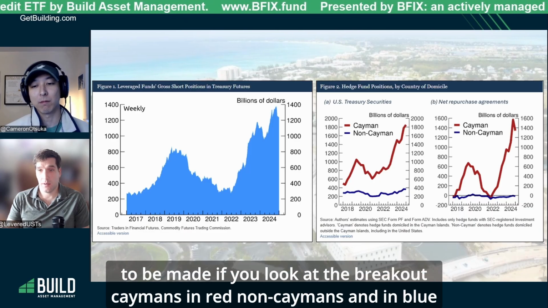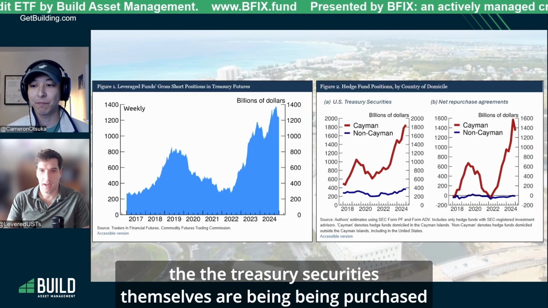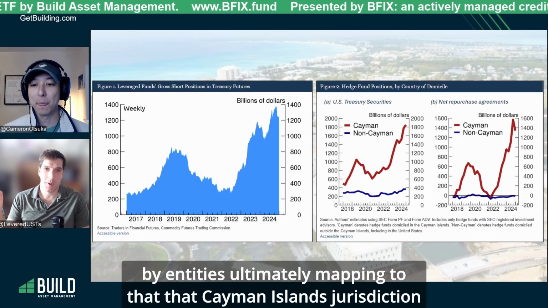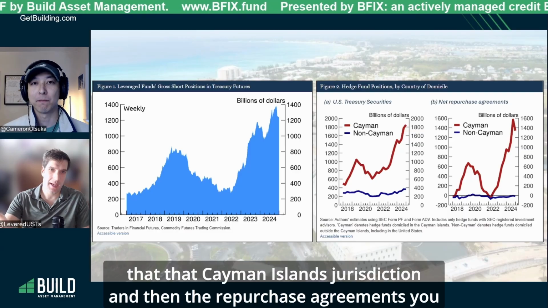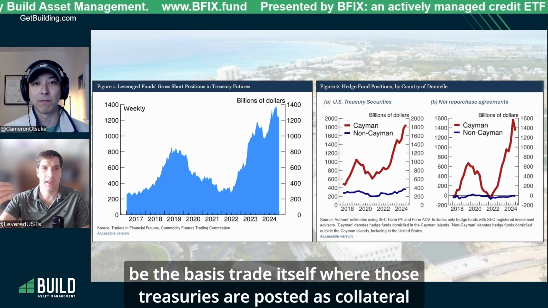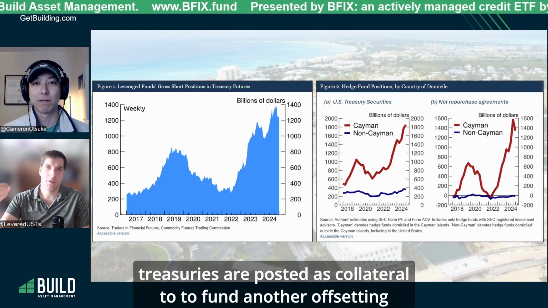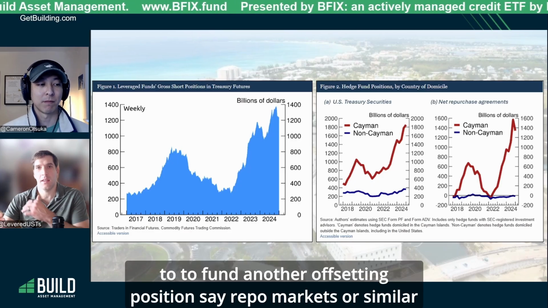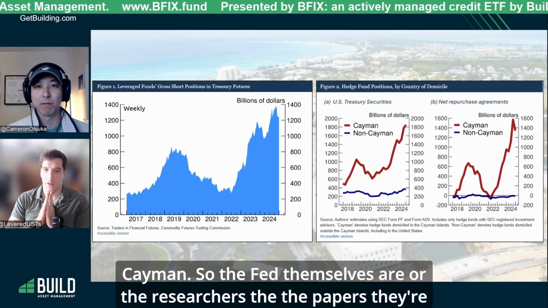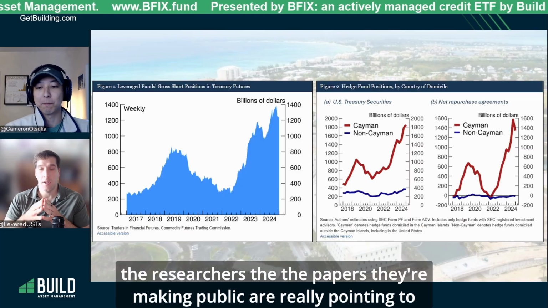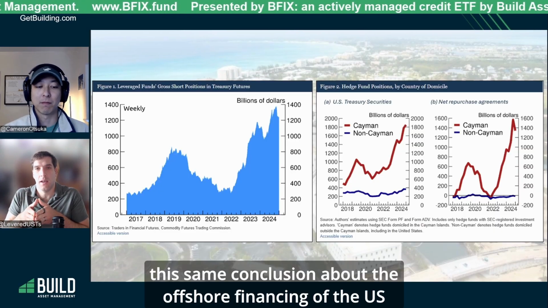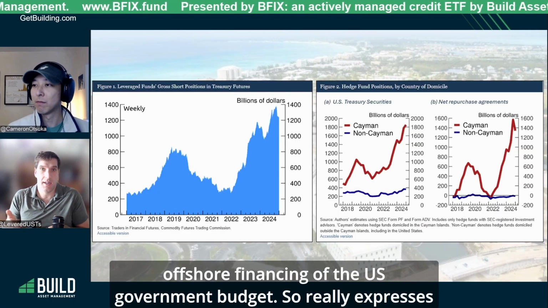And yeah, it's a strong argument to be made if you look at the breakout, Caymans in red, non-Caymans in blue. The Treasury securities themselves are being purchased by entities ultimately mapping to that Cayman Islands jurisdiction. And then the repurchase agreements, the short-term lending, or it could be the basis trade itself, where those treasuries are posted as collateral to fund another offsetting position, say repo markets or similar. That's also highly correlated with the Caymans. So the Fed themselves, or the researchers, in the papers they're making public, are really pointing to the same conclusion about the offshore financing of the U.S. government budget.